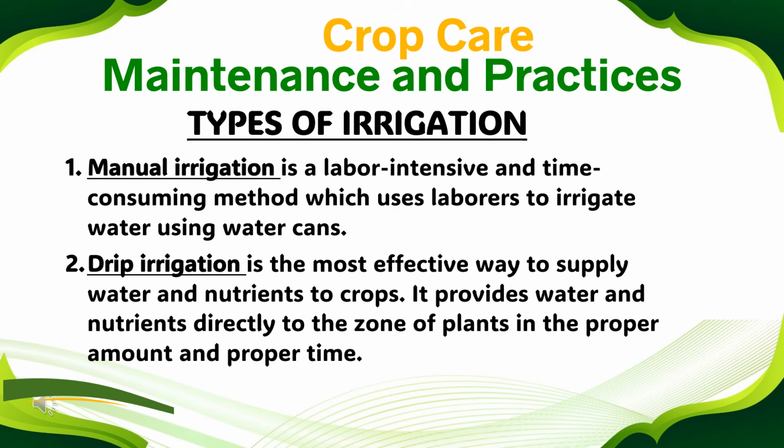The following are the types of irrigation. First is the manual irrigation. It is a labor-intensive and time-consuming method which uses laborers to irrigate water using water cans.